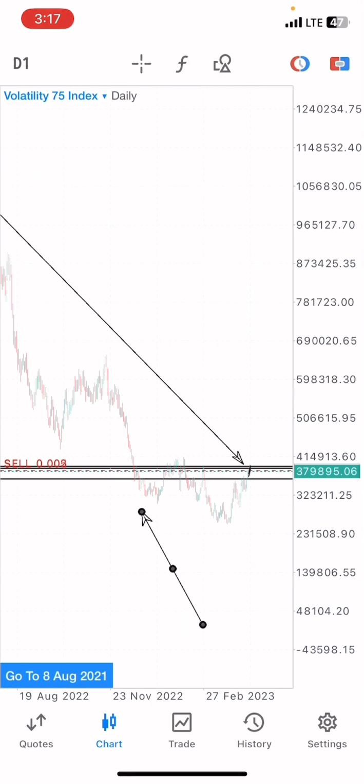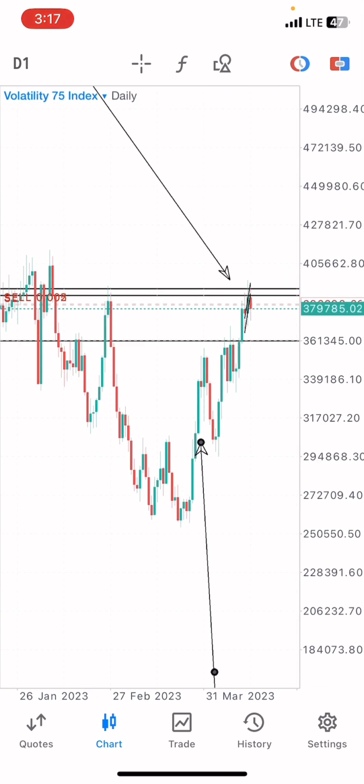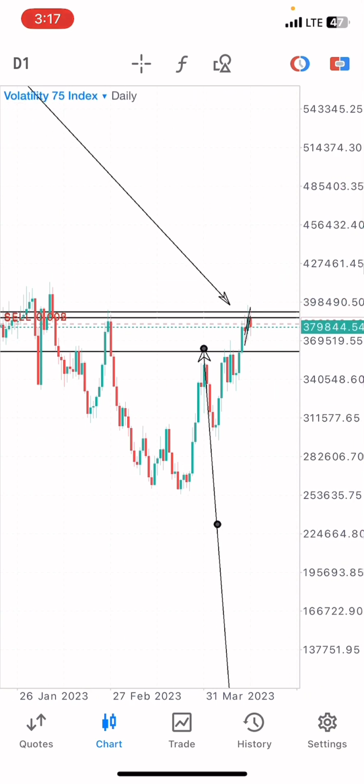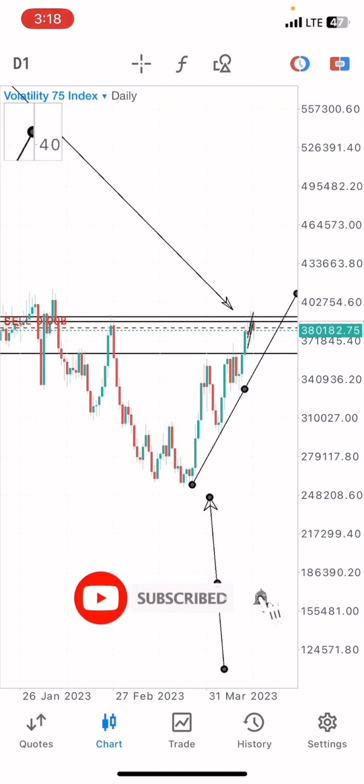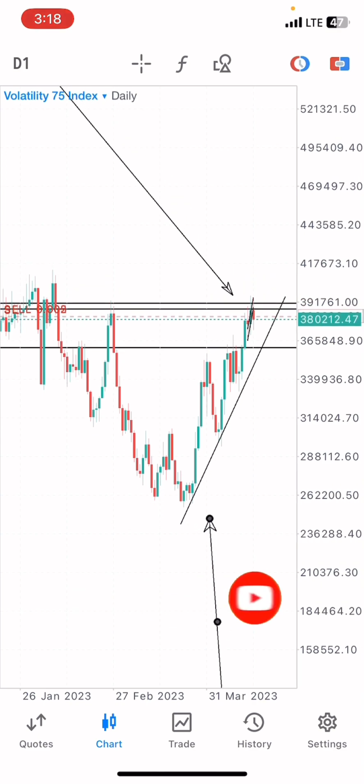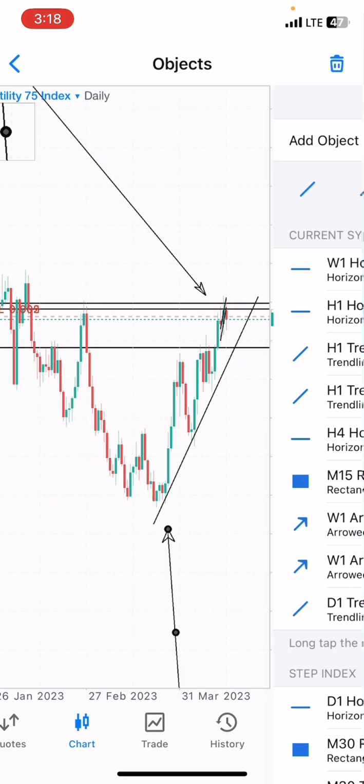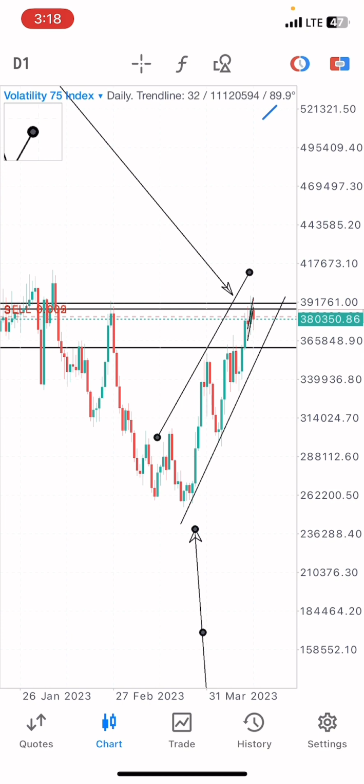So on the daily time frame, you can see that 75 index has been moving in a daily time frame uptrend. The daily time frame picture is actually different, because of the basically short term move. You can see 75 index moving in an uptrend, creating higher highs and higher lows.